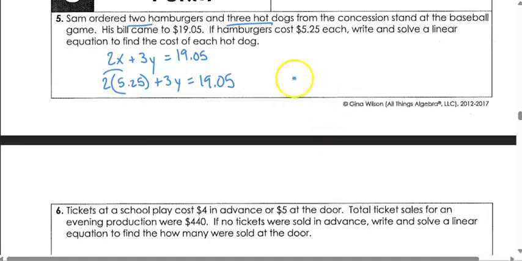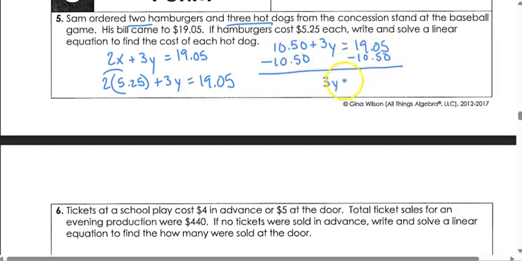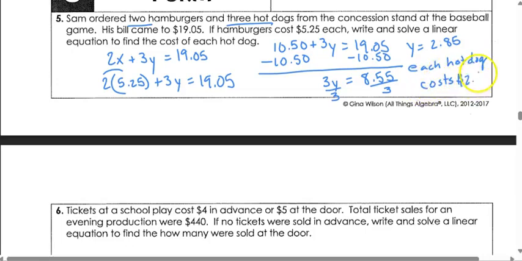So we're going to go ahead and do this multiplication. 2 times 5.25 is 10.50, plus 3y equals 19.05. I'm going to subtract 10.50 from each side. All right, so now I have 3y equals 8.55, and then I divide by 3, and I get y equals 2.85. So my answer in words would be each hot dog costs $2.85.